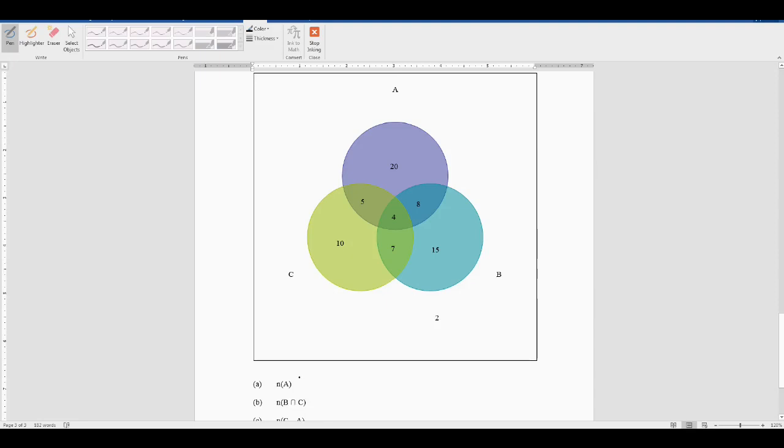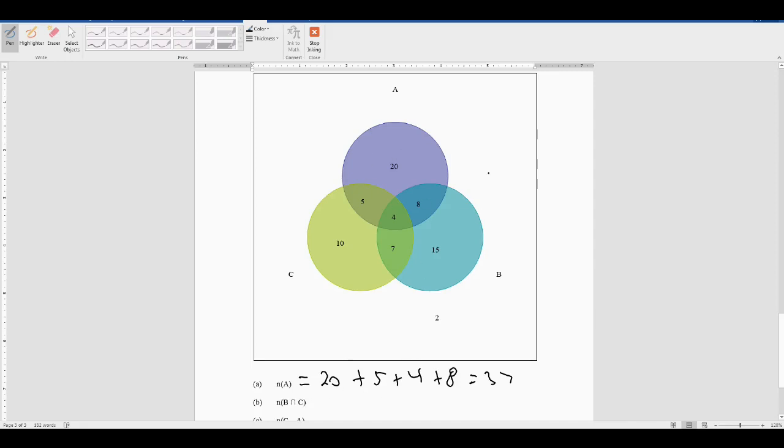So let's start with the number in A. So for the number of A, what we're going to do is we're going to take all the numbers in A and add them up. So it'll be 20 plus 5 plus 4 plus 8. When you add those up, you should get 37, if I count it correctly. 12 and 5, yeah, 37. So that was those four numbers.